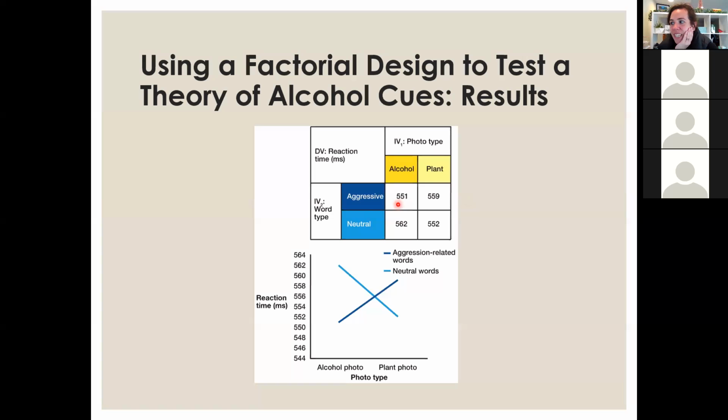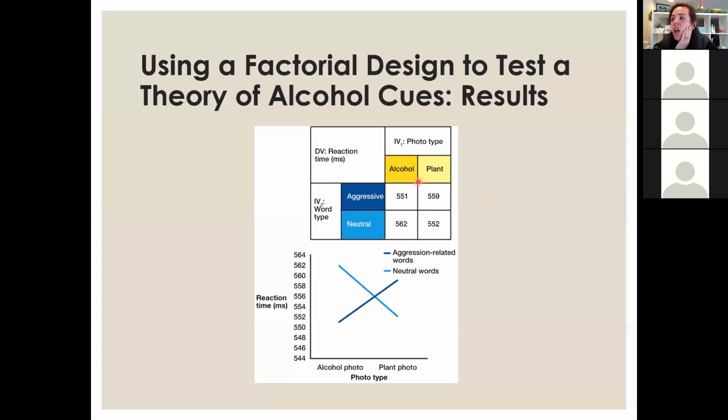Okay, so looking at these numbers, 551, right? So this is an alcohol group. If they were primed with the alcohol photo of some kind, the response time to identify an aggressive word was 551 milliseconds, compared to 562 milliseconds to identify a neutral word. So they were faster at identifying the aggressive word compared to the neutral word. Okay, does that make sense?